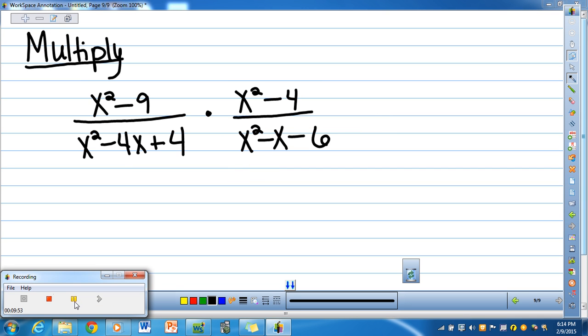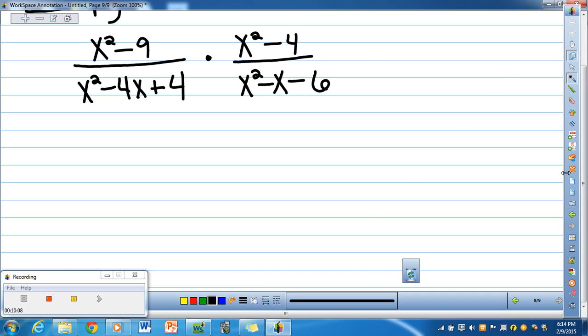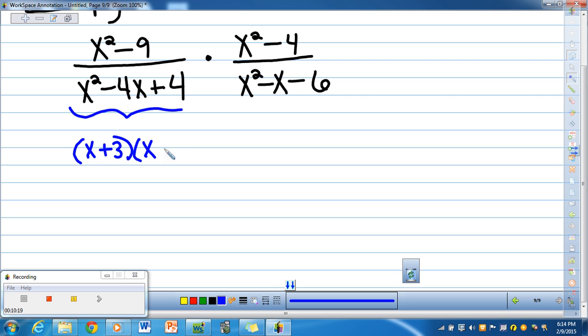In this last multiplication problem, we are going to factor each numerator and denominator first, and then look for common factors that can be canceled from the top and the bottom. To rewrite this first rational expression, we have a difference of squares on the numerator. We can factor this into x plus 3 times x minus 3. On the bottom, we are looking for two numbers that multiply to 4 but add to negative 4. We can do x minus 2 and x minus 2.